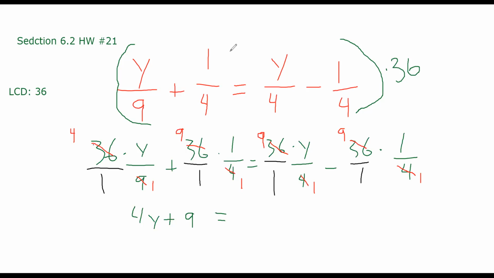All right. Over here, you're going to get 9 times y, or just 9y. On bottom, you just get 1, so I don't even need to write it. And then finally, I'd get 9 times 1 again. And bada bing, bada boom.